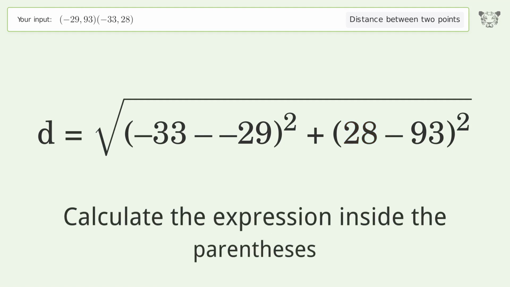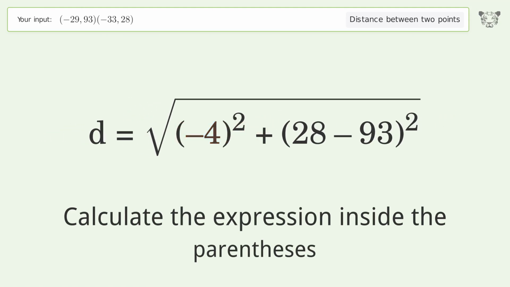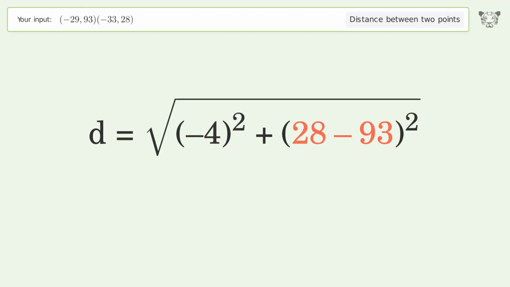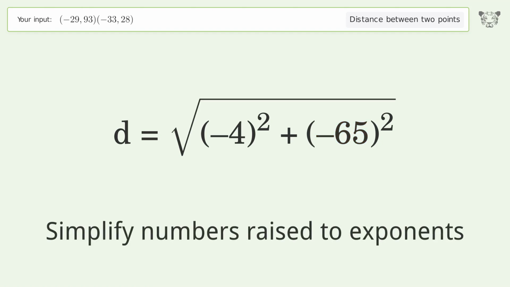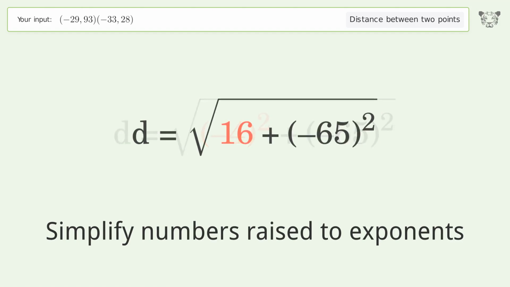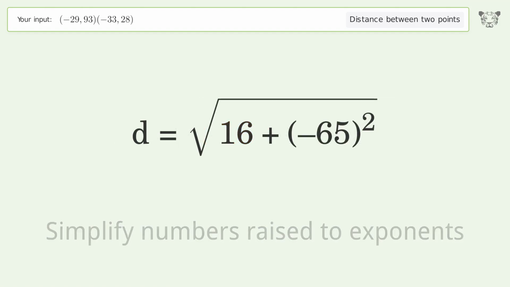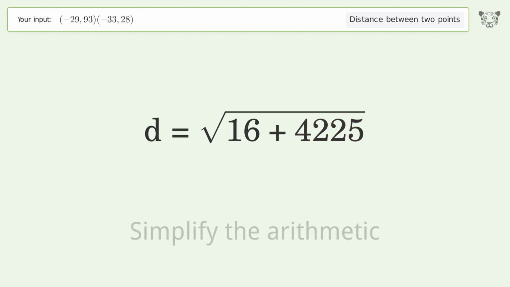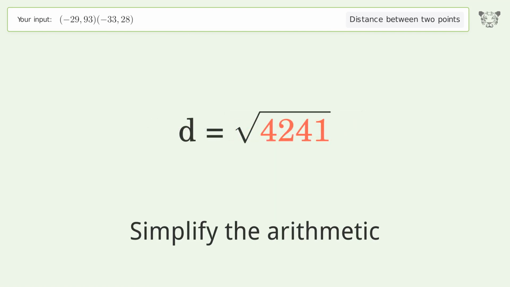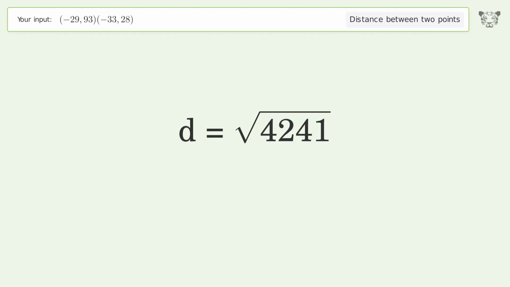Calculate the expression inside the parentheses. Simplify numbers raised to exponents. Simplify the arithmetic. And so the distance between the 2 points is the square root of 4,241, or 65.123.